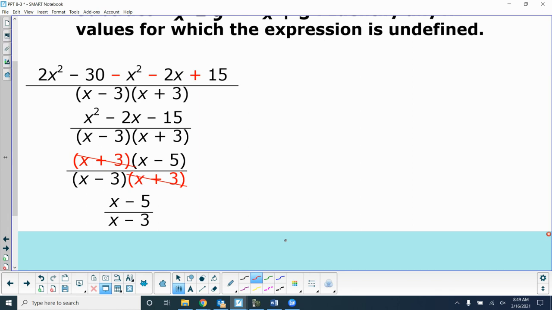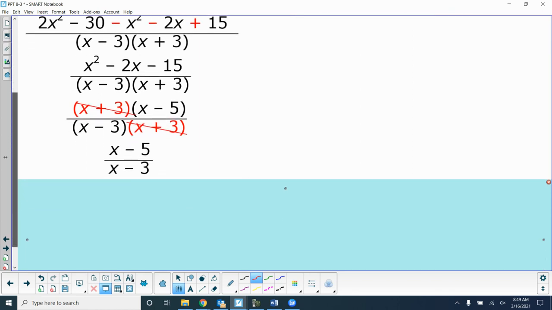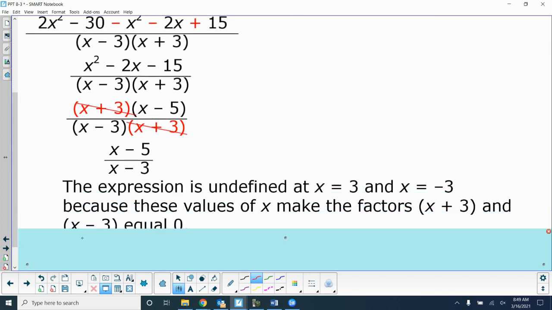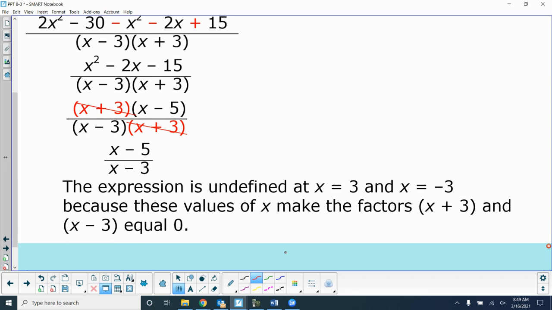Now, what are the values where it's undefined? What values of x make it undefined? Right, 3 and -3, both of those. Remember, whatever was in your common denominator, those are the restrictions on the variable. All right, 3 and -3. We haven't done one of those since last week. I wanted to remind you that that type of problem is going to be on our quiz.